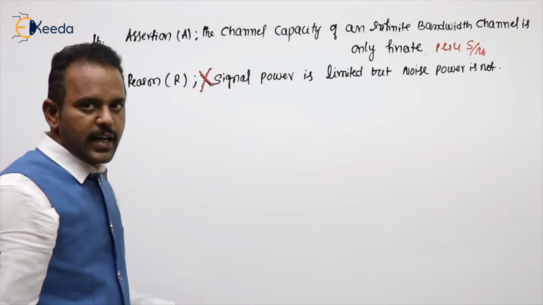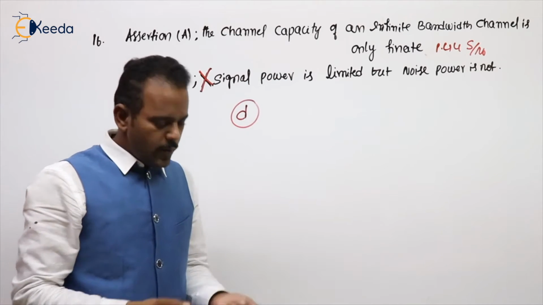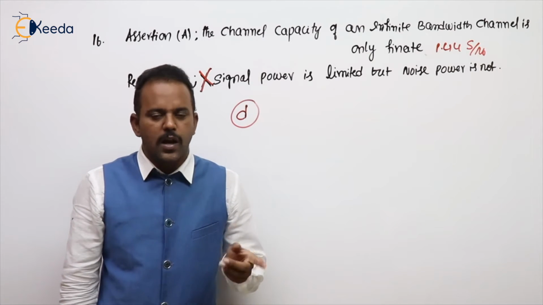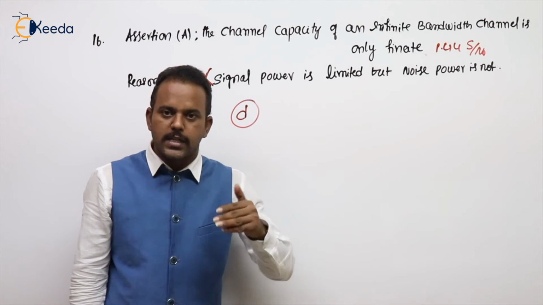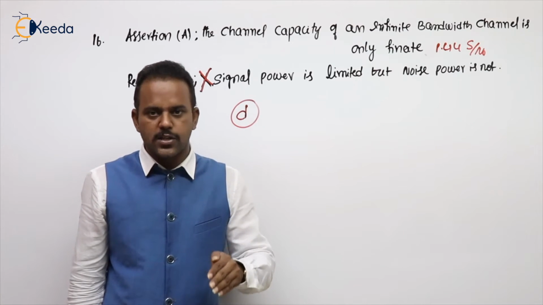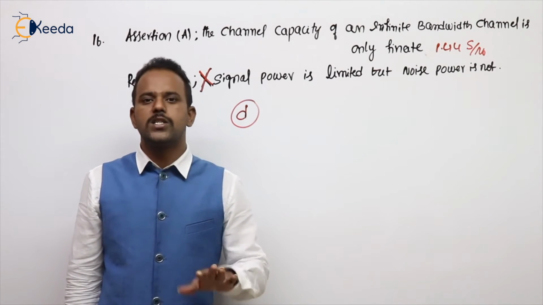If the reason is not a correct statement, then what is the answer? Directly go for option D. What is option A? Both are correct, reason is the correct explanation. Option B, both are correct, reason is not a correct explanation. Option C, assertion is correct, reason is wrong. Option D, assertion is correct, reason is wrong.